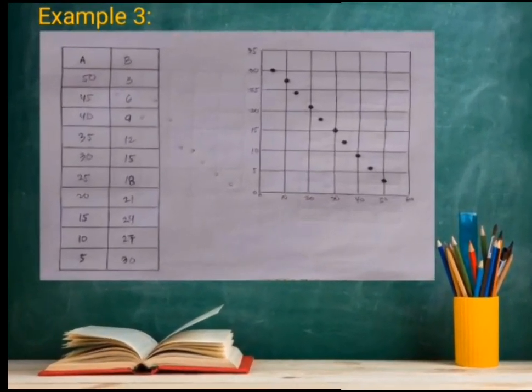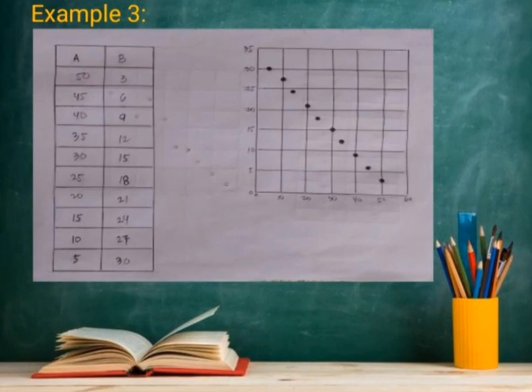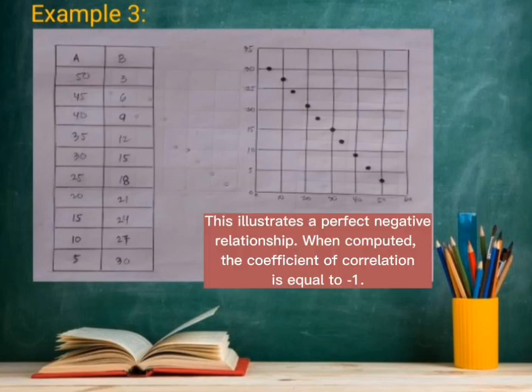Again, we have column A and column B. I can try to construct a scatter plot using Microsoft Excel. Ito naman makikita natin, ito yung result ng scatter plot natin. This illustrates a perfect negative relationship. When computed, the coefficient of correlation is equal to negative 1. Kapag ganito yung makikita ninyong direction ng mga dots natin, that is negative correlation.